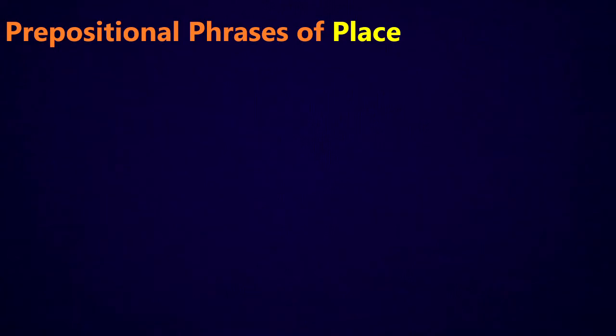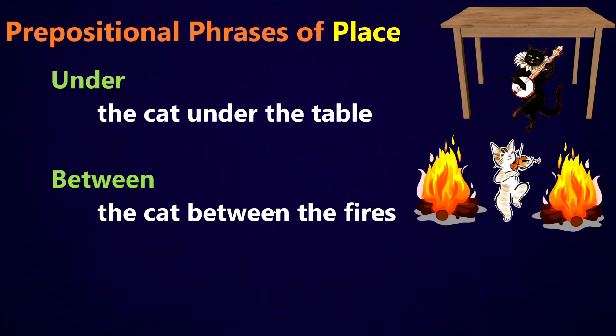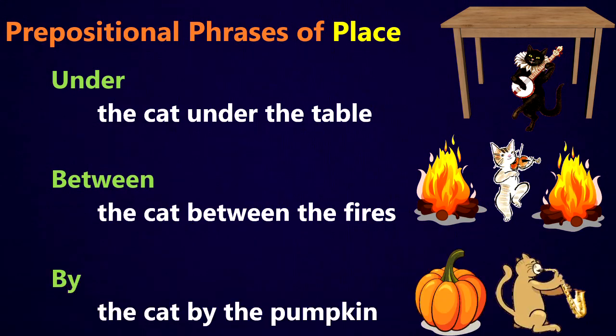Some other prepositional phrases of place include the word under. So we can say the cat under the table. Under is my preposition, and the table is where it is. Between, the cat between the fires. So between is my preposition, between the fires is my prepositional phrase, and it's describing where the cat is. Or we could say by, the cat by the pumpkin. So by is my preposition, by the pumpkin is my prepositional phrase, and it is also describing where the cat is. There are many other prepositions that describe place or where something is. These are just three examples.